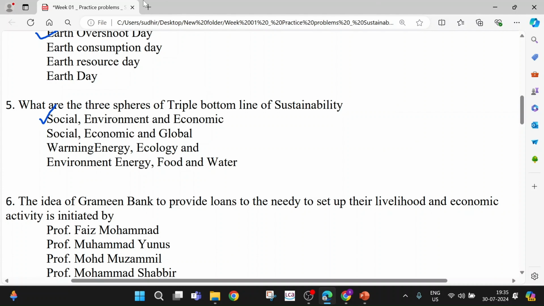So option B is the correct answer for this particular question, and this question was also explained in another way: the Grameen Bank, a microfinance organization, was founded by Professor Muhammad Yunus to provide small loans to the impoverished without requiring collateral, helping them to start a small business and improve their economic conditions. So it was well initiated by Professor Muhammad Yunus. Option B is the correct answer. So we can move to the next question.